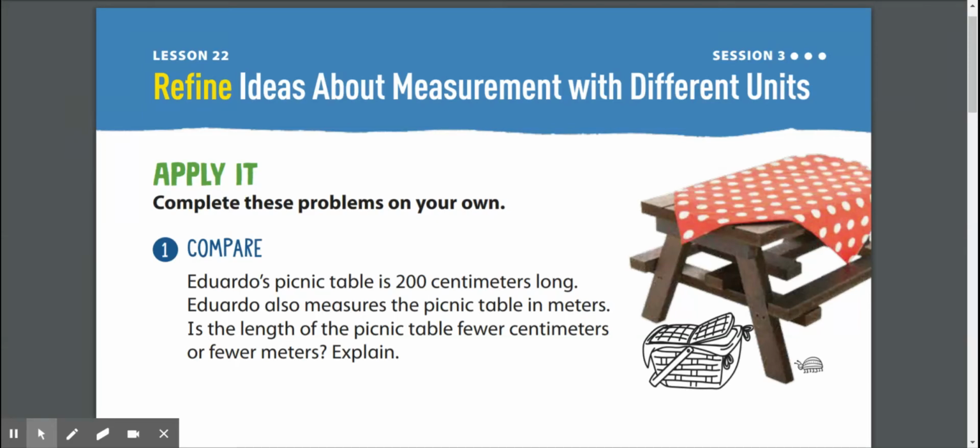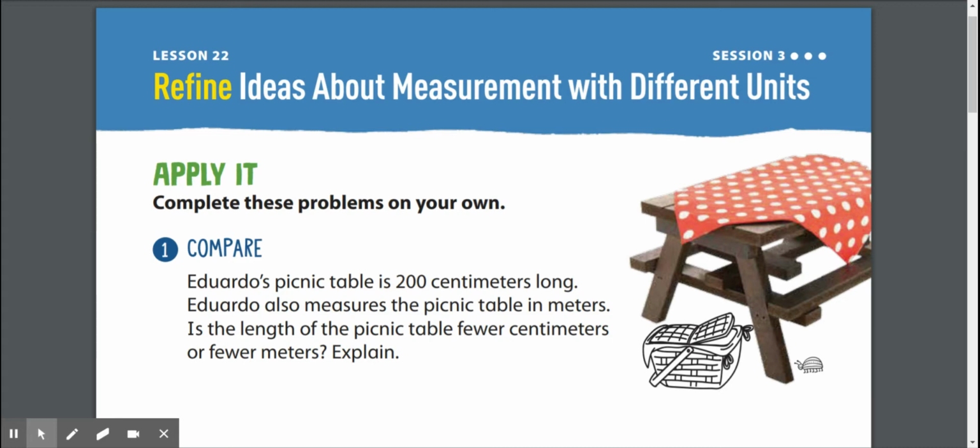We are working on measurement like we have been the past couple of weeks, but we're also going to be working with different units. Different units mean, are we measuring in centimeters? Are we measuring in inches, in yards, in feet? We're going to go over all of that, but these problems are word problems and they're going to make us really think about the unit of measure or the different units of measuring that we have been using.